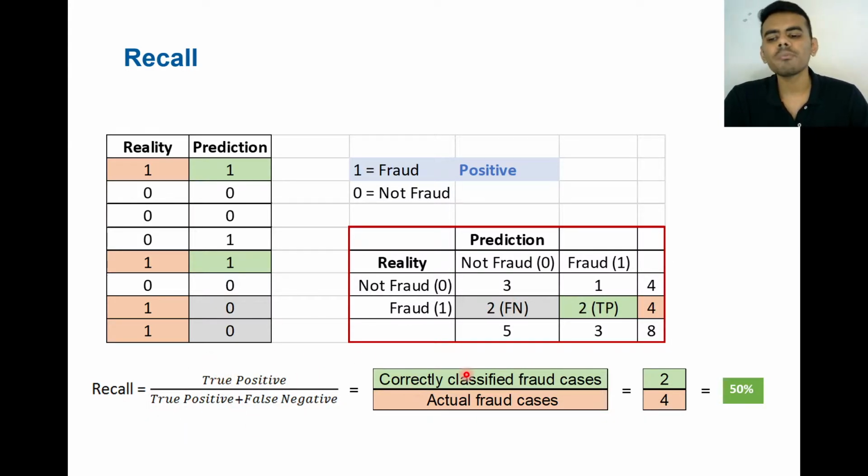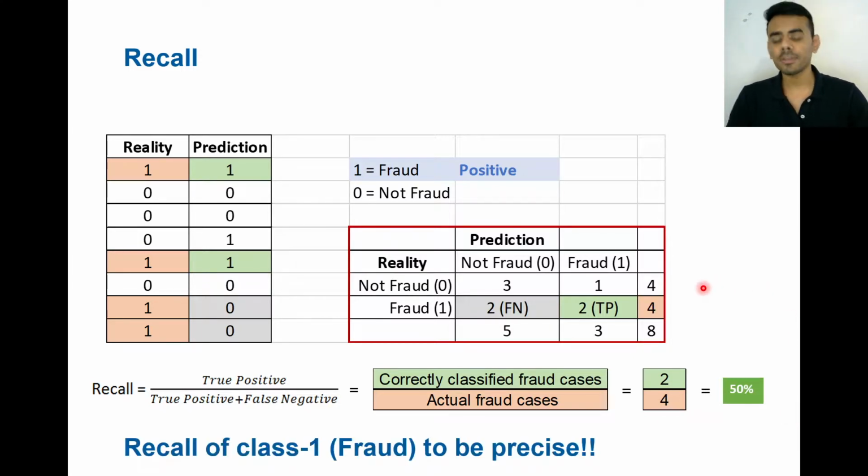So now I'm able to connect my business with a metric. I can say 50% of the actual fraud cases were correctly classified by my machine learning model. Let's see this thing in action. And by the way, this is recall of class 1 to be precise.